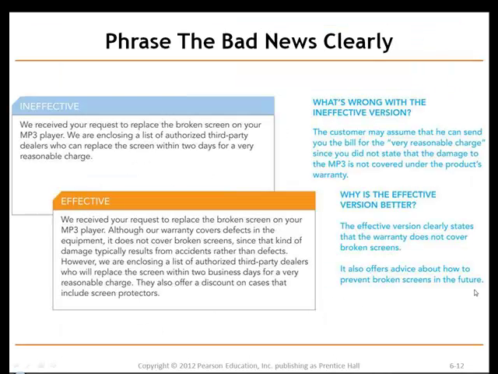The best way to ensure the audience understands the bad news is to state it clearly. If you convey bad news in a vague manner, or even imply an answer, the audience may misunderstand.